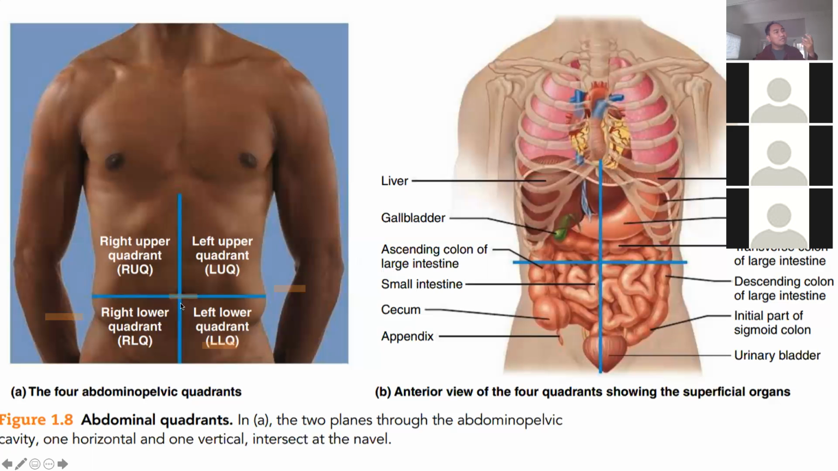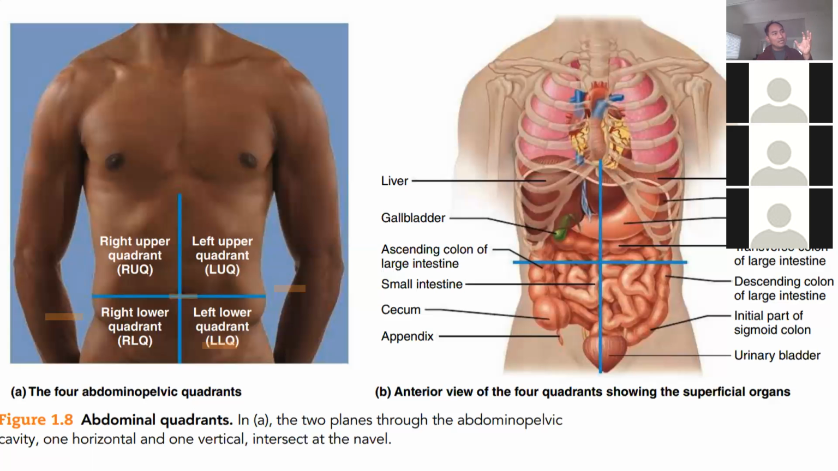So all the anatomy students need to take this information: right upper quadrant, left upper quadrant, right lower quadrant, and left lower quadrant. That is the basic information, especially for palpation. When you feel somebody's abdomen, this is what you are trying to feel.